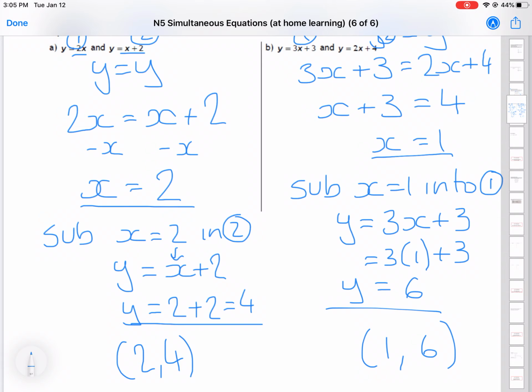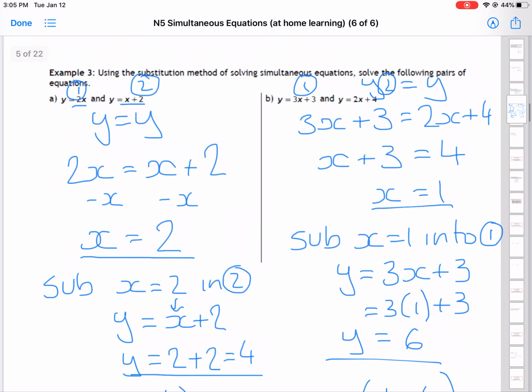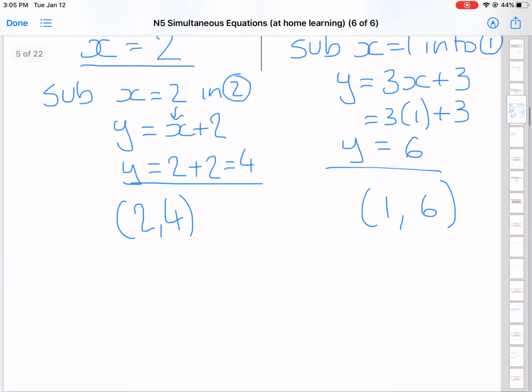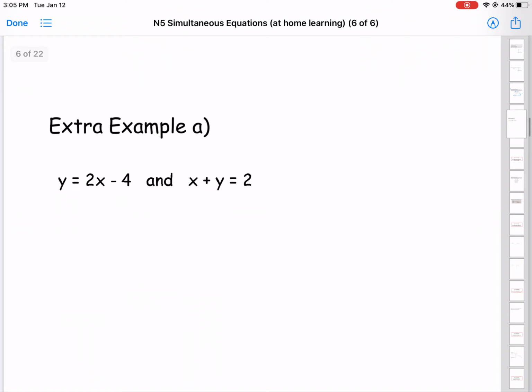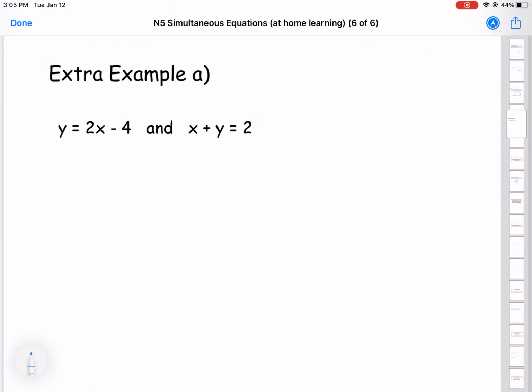Okay. Also, if we're not talking about graphs, what we can say is that if I put the numbers 6 in place of y and 1 in place of x, it will create the same on both sides. If I put 6 here and 1 here, it will create the same number on both sides. We're looking for two numbers that when we replace the x and the y with them in both equations, we get the same number on both sides. So that's taken us away from the graphical method a little bit. Now we have a couple of extra examples.